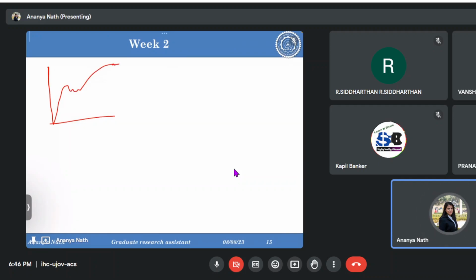it looks more like this. So here there are a few yield points, upper yield point and lower yield point.